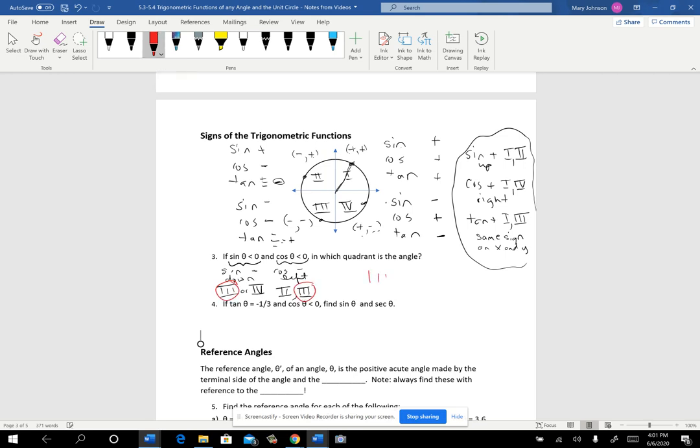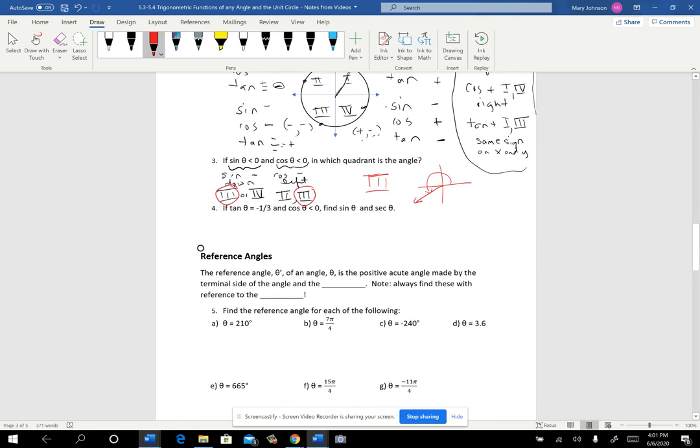Okay, and so that means when later you're asked to figure out what a particular trig function is for the angle, when you draw the angle, you're going to want to draw it so the terminal side is in quadrant 3. Okay. All right, now look at question number 4.